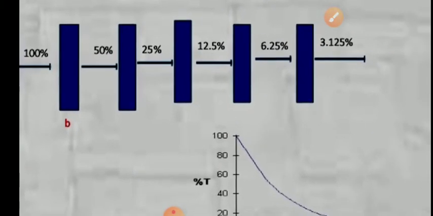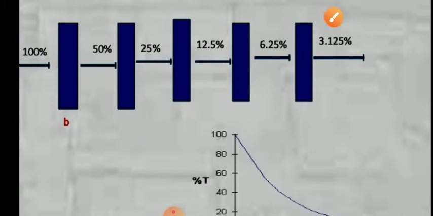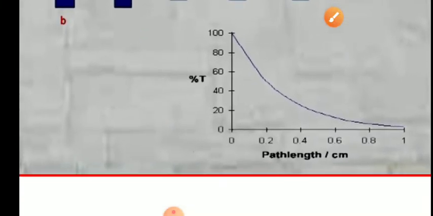See, in the first tube, when 100% light is incident, 50% is transmitted because 50% is absorbed. Say for example 50% light is absorbed and 50% is transmitted. Now when the 50% light falls on the second tube, it will absorb 50% of 50, that is 25, and the remaining 25% is transmitted. So if you plot a graph of percentage of light transmitted versus path length, what will it tell you?